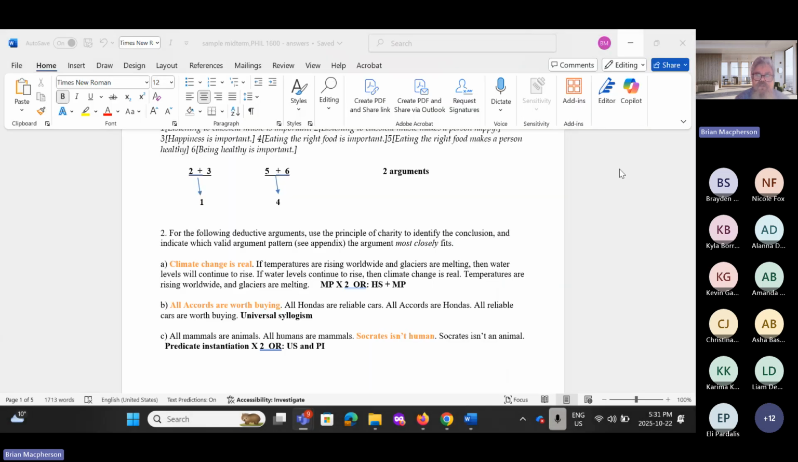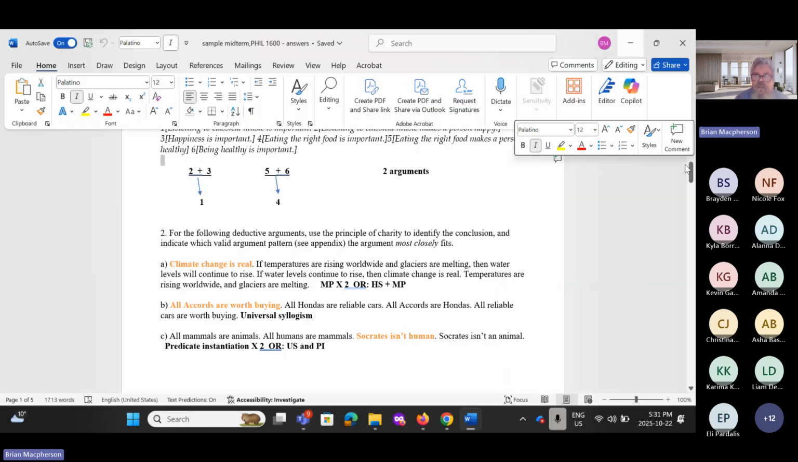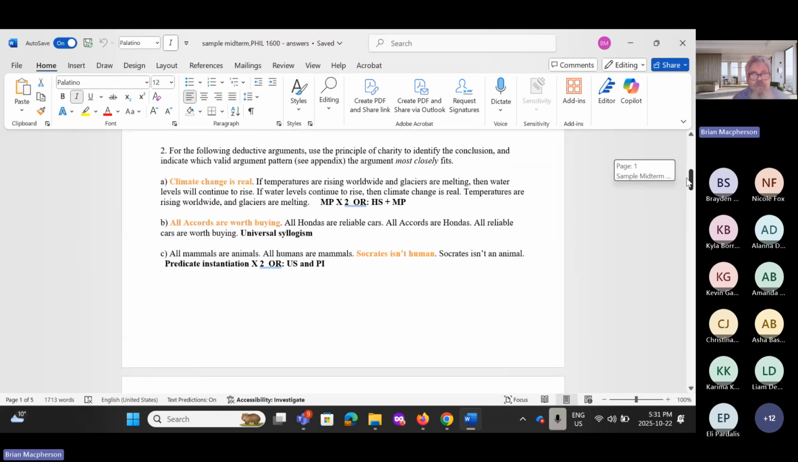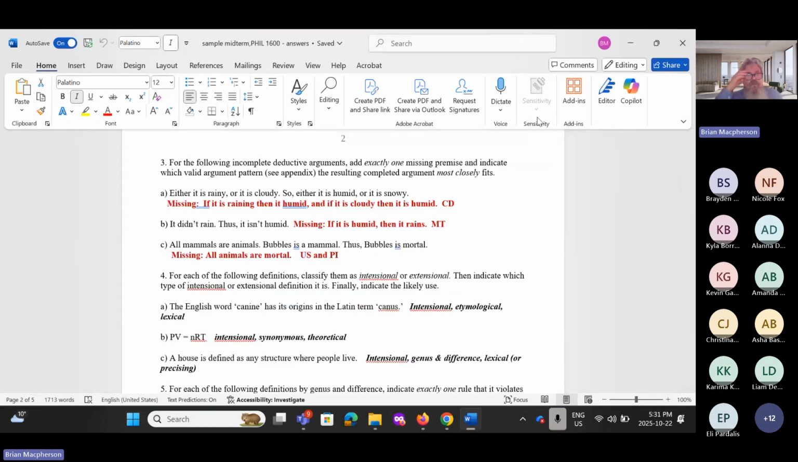So the next one, it's a similar type of exercise, except now I want you to identify the missing premise. So these are arguments where you don't have the missing premise, right? So if you look on here, I have the missing premises in red. So here's number 3. For the following incomplete deductive arguments, add exactly one premise and indicate which valid argument pattern the resulting completed argument most closely fits. So it's the same kind of task as in the previous one, except this time I'm asking you to actually point out to me what the missing premise is.